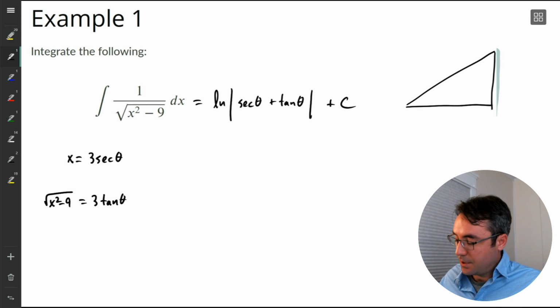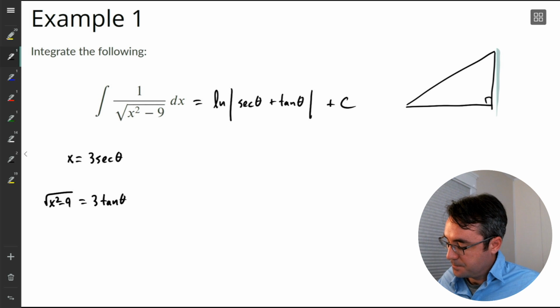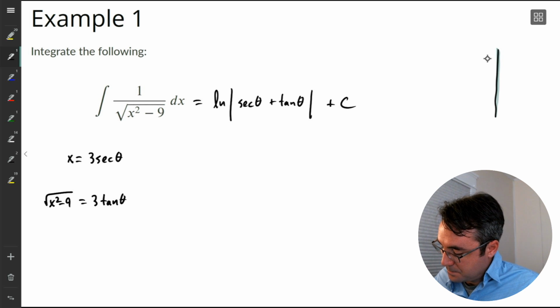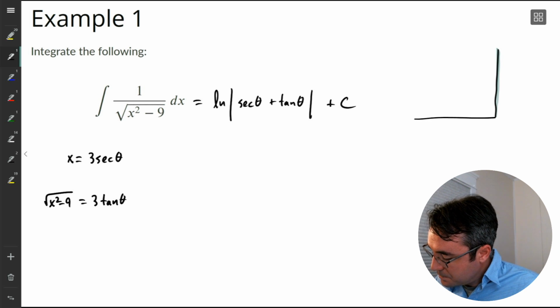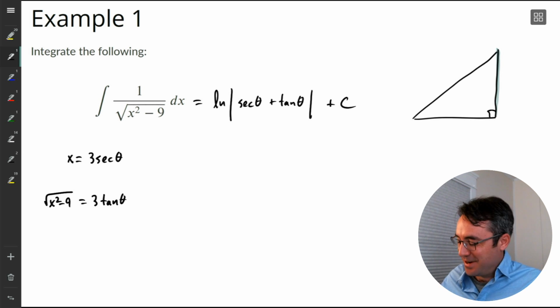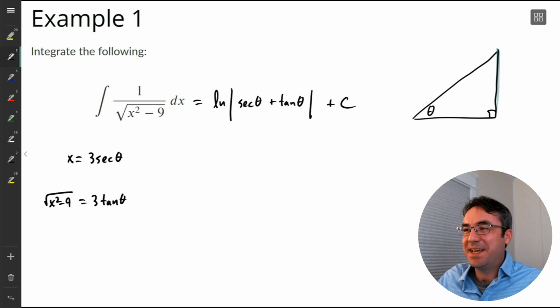All right, so there's our right triangle. Oof, can do better than that. Apparently not much better than that, though. All right, so there's our right triangle. There's theta. And we need to figure out what the sides of our triangle are.